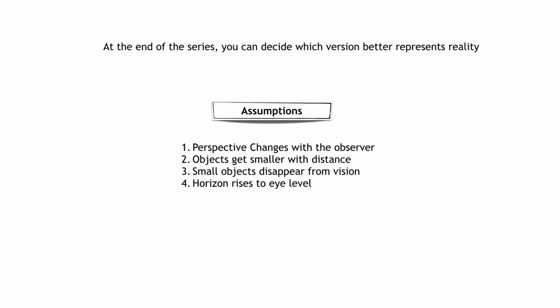The assumptions that we're going to make are: 1, the perspective changes with the observer, especially with regard to observer height and their distance to a tangible object like a floor, a wall, or a ceiling. That objects get smaller with distance, that small objects disappear from vision, and that the horizon rises to eye level.